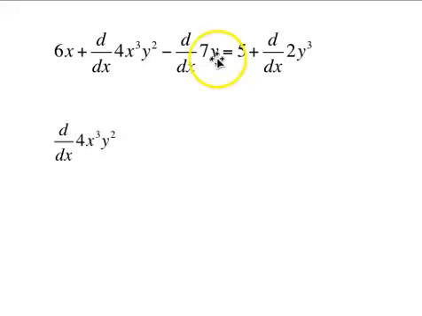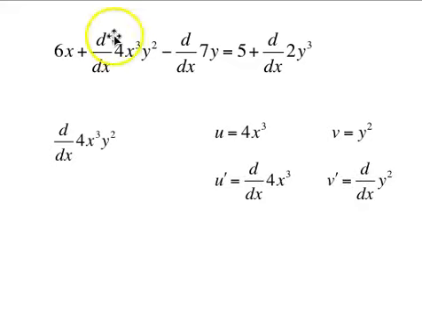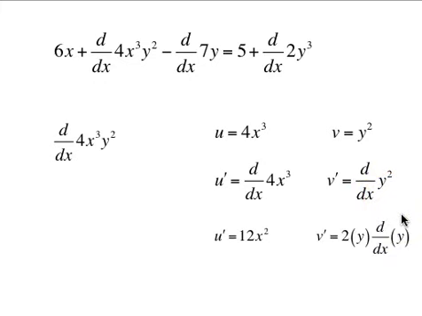What I want to do next is the derivative of this 4x cubed y squared piece, which will require the product rule. So u will be 4x cubed, v will be y squared. U prime, the derivative with respect to x of 4x cubed, will just be 12x squared because the variables match. That's not going to be a problem. The derivative with respect to x of y squared, of something squared, is 2 times the something, 2 times y, times the derivative with respect to x of the something, dy/dx. So u prime again is 12x squared, v prime will be 2y dy/dx.